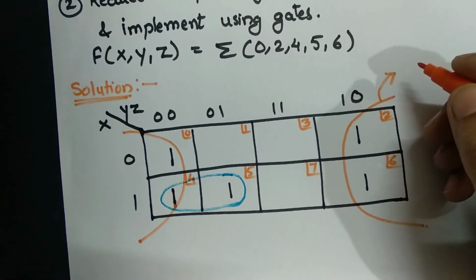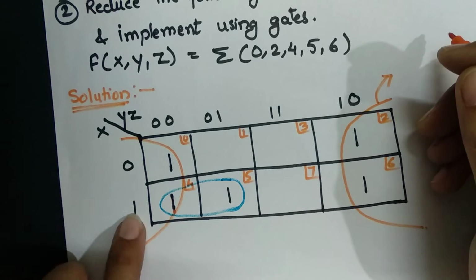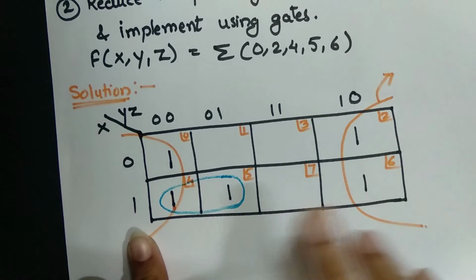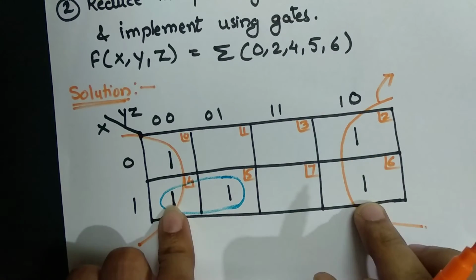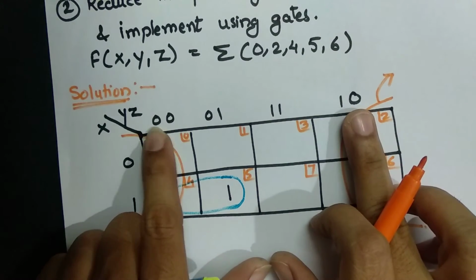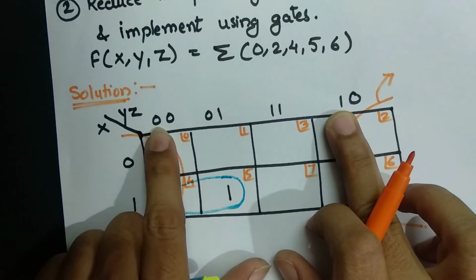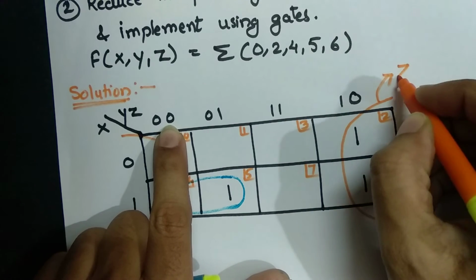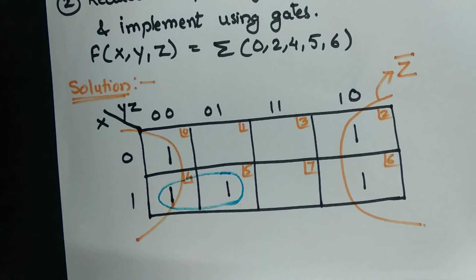To name it, what do we have to do? We have to find out x first. 0, 1, so x is changing. So leave this. Next you have to see column wise. Column wise these two columns are complete, so first is your y. Y is also changing. So what is left? Z. Z is common in this one, so this will be your z bar.